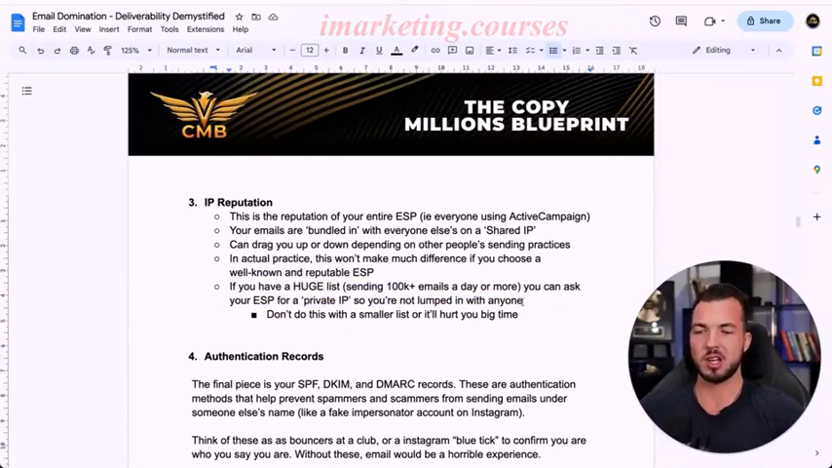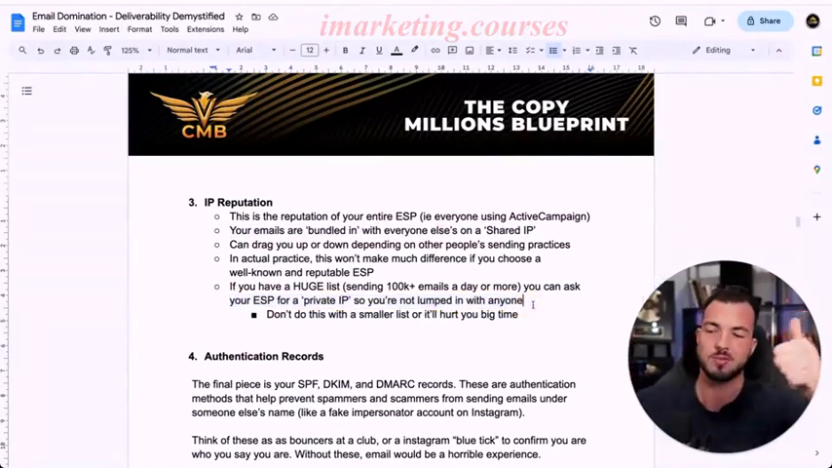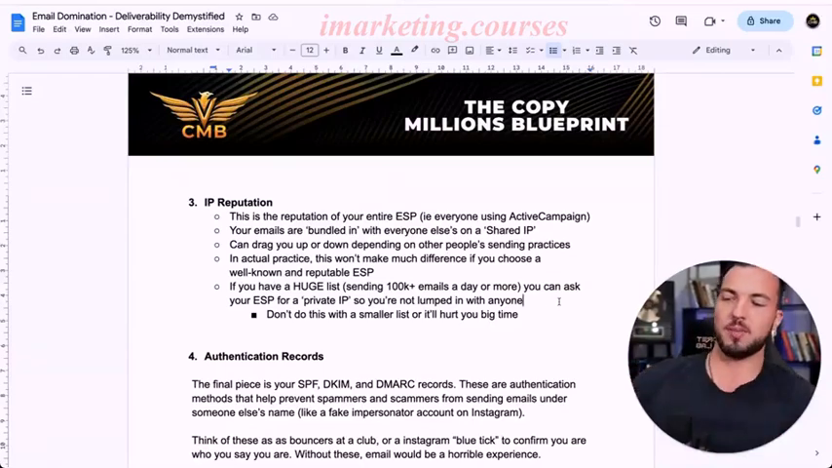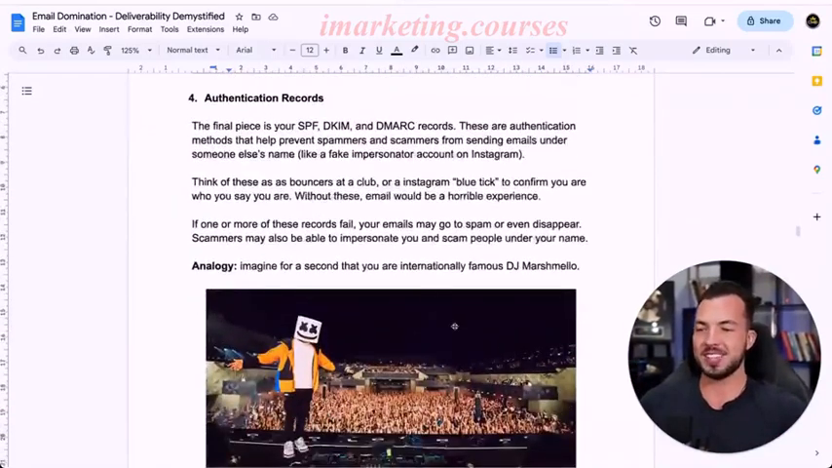Do not worry about this if you're sending less than 100,000 emails a day, as a minimum. Otherwise it will actually hurt you big time because you're not sending enough volume to actually train the IP. It's a whole different subject. All you need to know: shared IP is fine unless you have a huge list, in which case maybe a private IP is what you want to go for. Make sense? Wonderful.